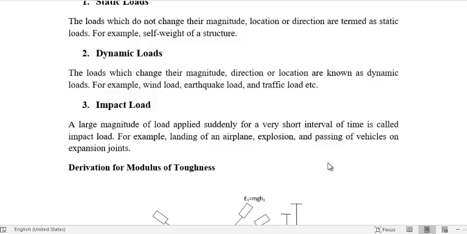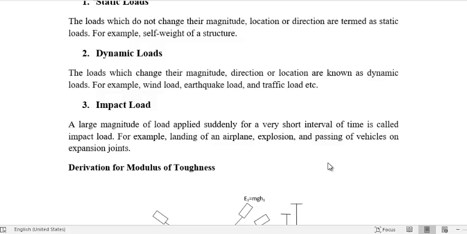The examples are landing of an airplane on the runway. We know that an airplane has a significant weight and it strikes the runway suddenly, and at the very next moment it is at a different position. So it's a significant load acting for a very small interval of time and acting suddenly on the structure. Similarly, an explosion is an example of impact load. A significant magnitude of load acts suddenly and for a very short interval of time.